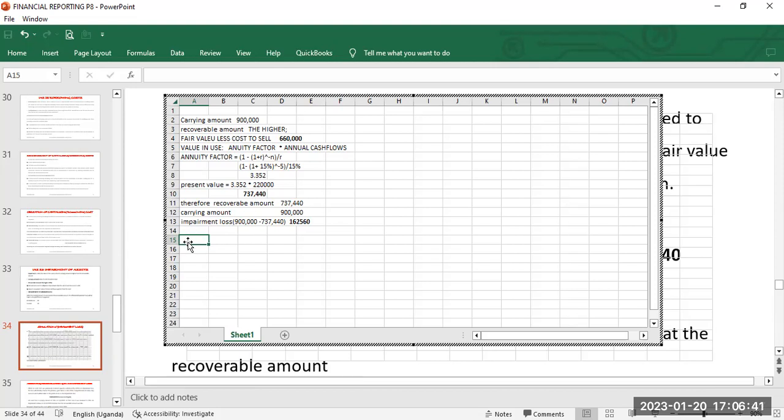So we can try to write it here maybe. We are going to be debiting the profit or loss account by 162,560. And the other one we are going to be crediting, because here we credit the asset. Credit the asset by 162,560, showing a reduction in the value of the asset. But in the profit and loss, it goes there as an impairment loss. It goes under expense, but it's supposed to be named impairment loss.